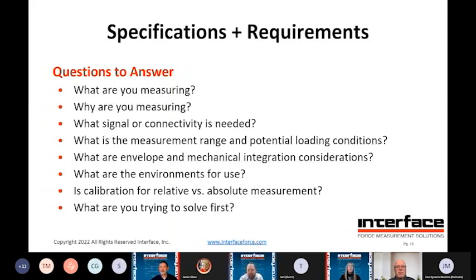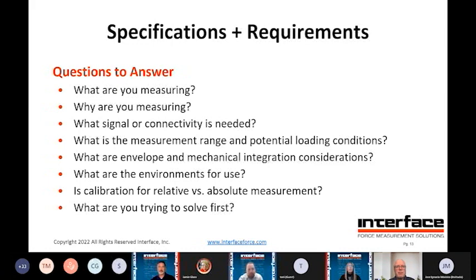What about the signal? How do you plan to connect to the sensor? What kind of signal do you need? Oftentimes, capacity is assumed to be known and to be an easy assessment. In reality, properly sizing a sensor is much more about understanding what is the actual measurement range you're looking for, as well as what are the potential loading conditions around that sensor. Want to make sure that we ensure success and maximize that measurement that you're trying to take.